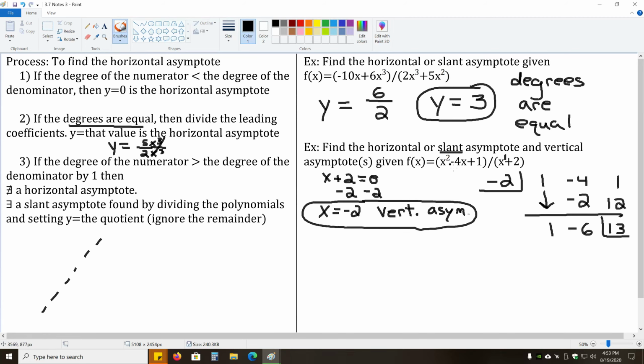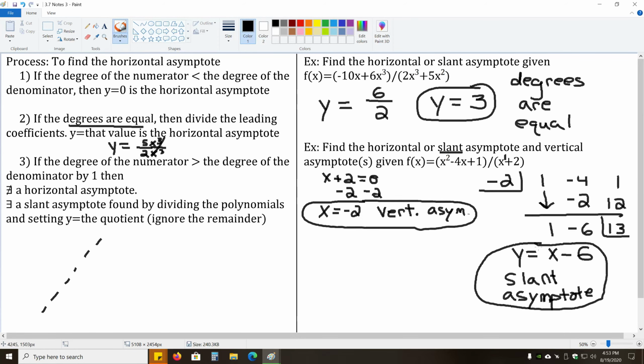So since our numerator was x squared, we start with x. So y equals 1x, or x, minus 6 is the slant asymptote. And we've now found all of the vertical and horizontal, or slant in this case, asymptotes.